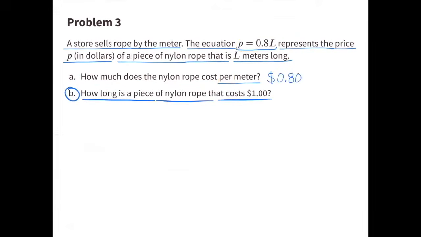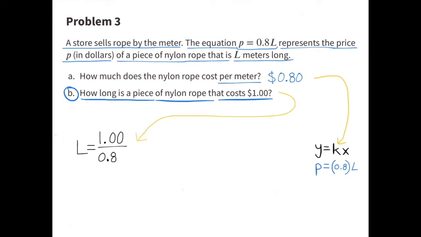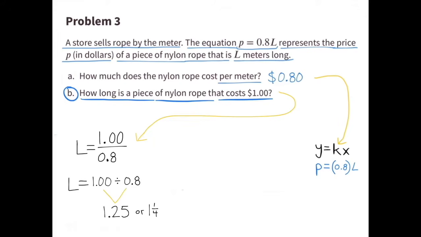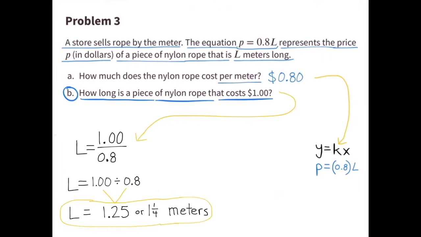B. How long is a piece of nylon rope that costs $1? What I learned when working on A was that P equals 8/10 times L. Since there's 2 equations for each relationship, I can also look at this as L equals 1 over 8/10, or L equals 1 divided by 8/10. And 1 divided by 8/10 is 1 25/100, or 1 1/4. So the length of a piece of nylon rope that costs $1 is 1 25/100 meters long, or 1 1/4 meters long.